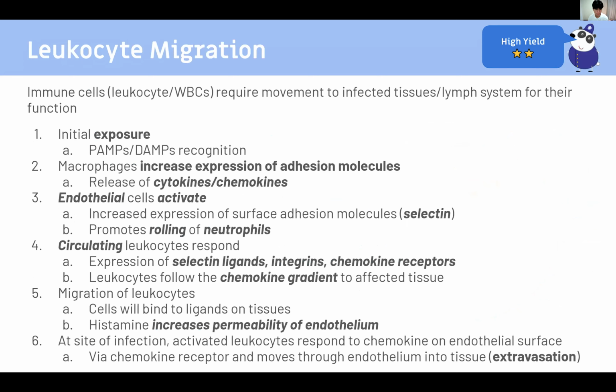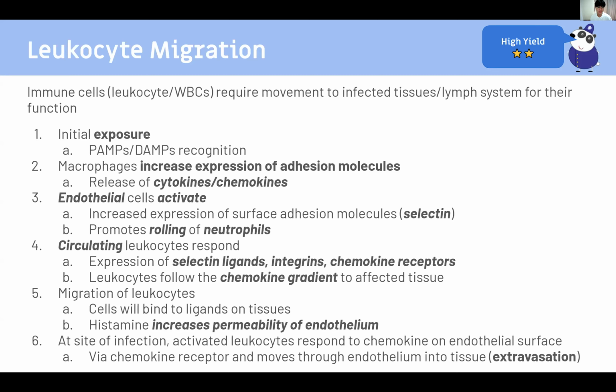So yeah, now there's this thing called leukocyte migration, which is basically immune cells called leukocytes, or white blood cells. Because they need to move to infected tissues and the lymph system for function, they have this kind of mechanism which allows them to do that. So firstly, there has to be initial exposure, so PAMPs or damage recognition by our body.